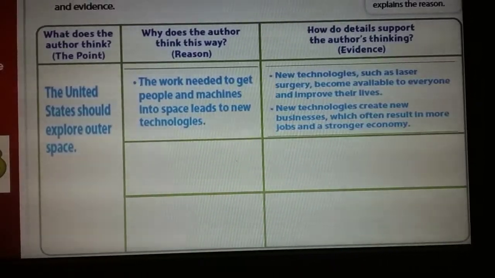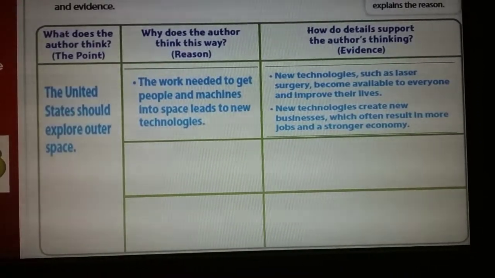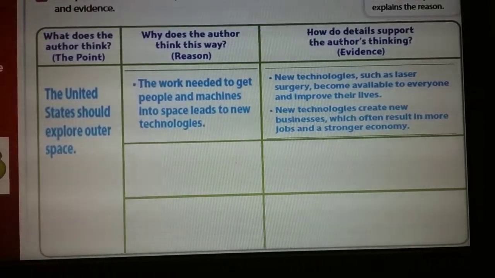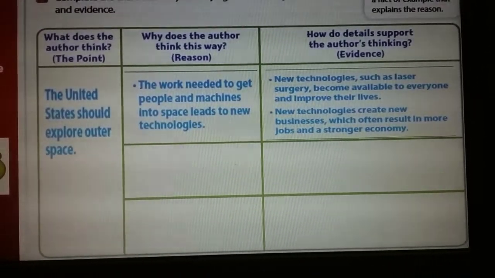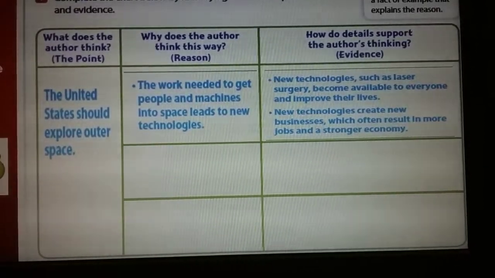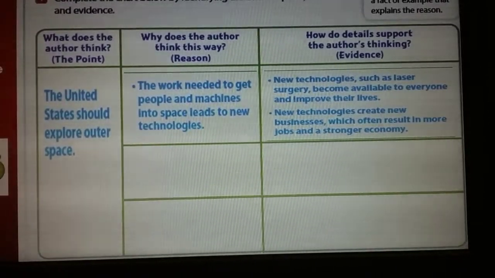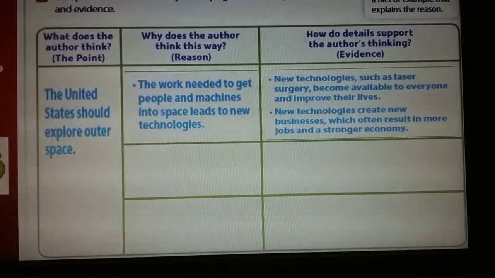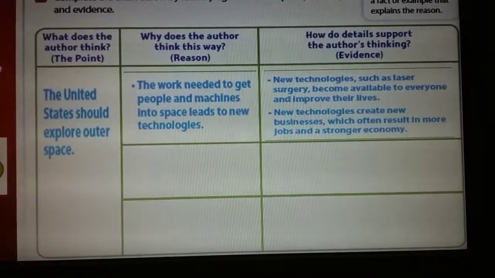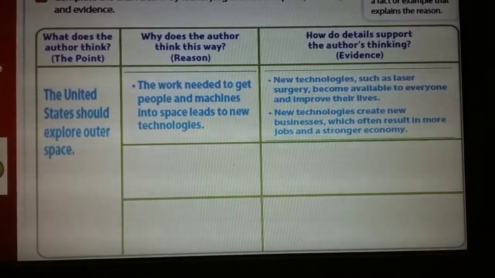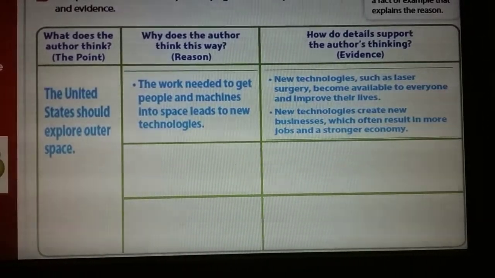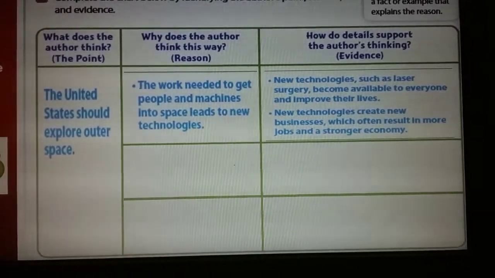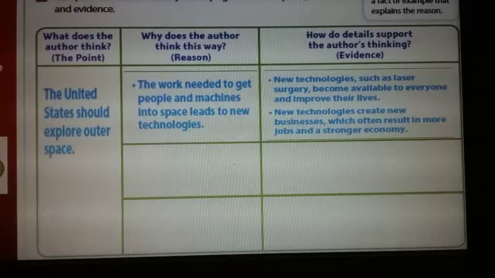So our evidence here is that new technologies such as laser surgery become available to everyone and improve their lives. That, my friends, is something that can be proven. So it's considered evidence. The second piece of evidence says new technologies create new businesses, which often result in more jobs and a stronger economy. That can also be proven, guys.